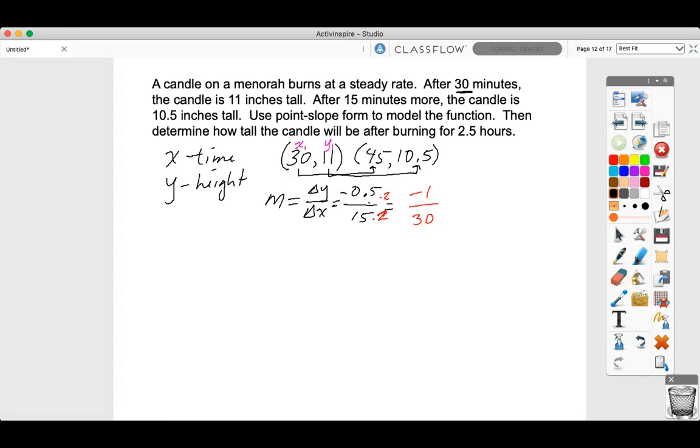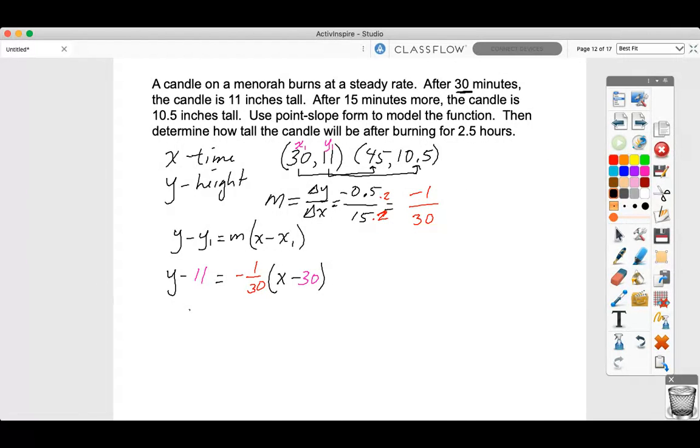And remember, this is all review. We know how to write the function in point slope form once we have this information. Because remember, it's y minus y1 equals m times quantity x minus x1. We know our slope is negative 1 over 30, and our y1 is 11. So we got y minus 11 equals negative 1 over 30 times quantity x minus 30, because 30 is our x1. So our 30 is our x1, 11 is our y1, negative 1/30 is our slope.